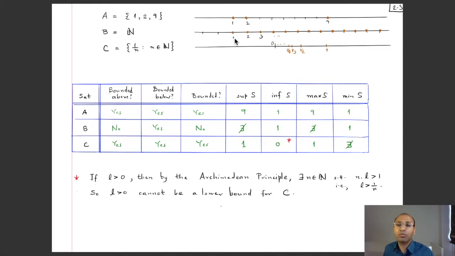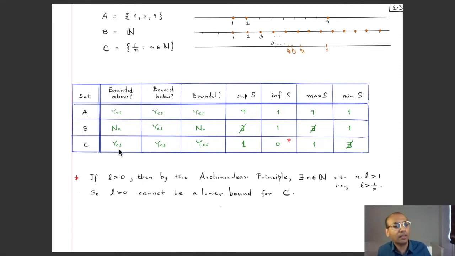Okay, but 1 itself was a lower bound, and so 1 is the greatest lower bound, because for any lower bound, first of all, 1 is a lower bound, and for any lower bound L, we have just proved that L is less than or equal to 1. So the infimum does exist and it is equal to 1. The maximum doesn't exist because the supremum doesn't exist, and the minimum exists because the infimum, which is equal to 1, is in fact an element of this set. It's a natural number, so the minimum is equal to 1.